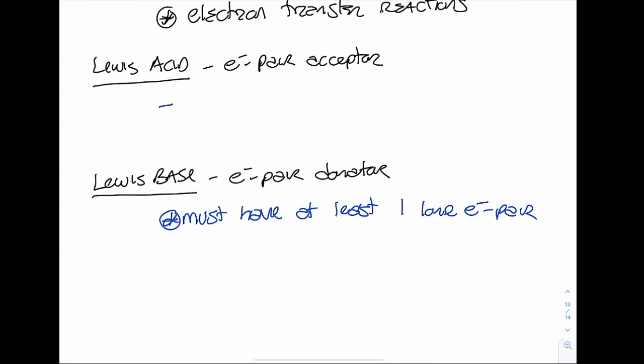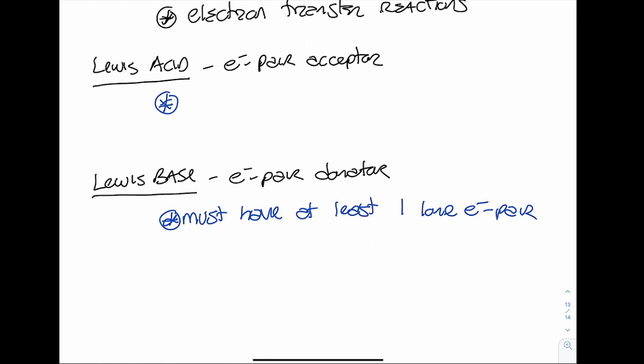Our Lewis acid, however, just has to have a place to put them. So I no longer have to have a proton, right? For a Bronsted-Lowry, if it's going to donate H+, I have to have an H. I have to have a hydrogen to be able to donate it. Here, I don't have to have a hydrogen anymore. I'm going to do an example of something that's an acid using our Lewis theory that would not be an acid using our Bronsted-Lowry theory in a minute.